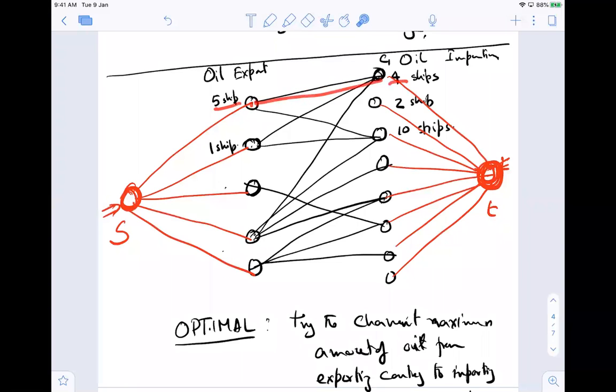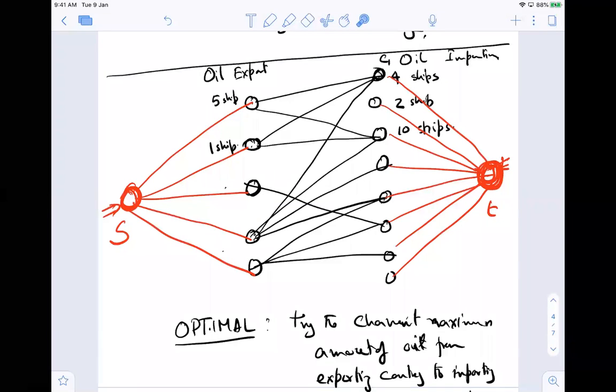Meaning, if this person is willing to send 5 ships and this person is willing to take 4 ships, then the capacity of this edge is 4, and so on and so forth. Okay, and he says that all of this capacity is put to be infinity, and then the maximum oil that can be transported from S to T is the maximum flow from S to T. That's wrong. That is not right, and I let you go and think about it.